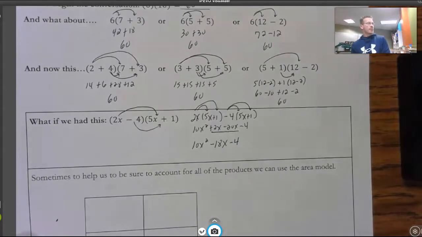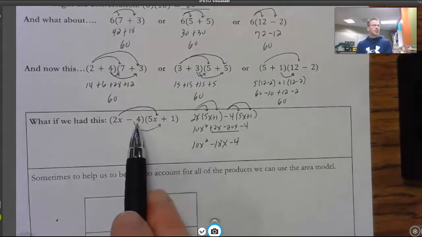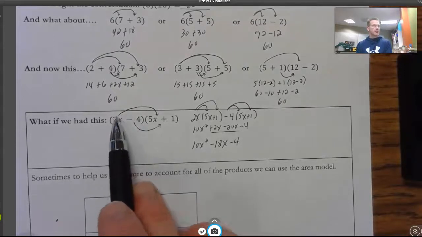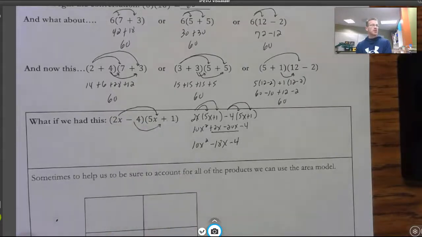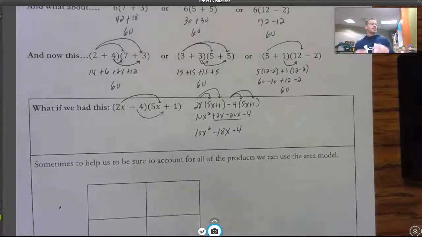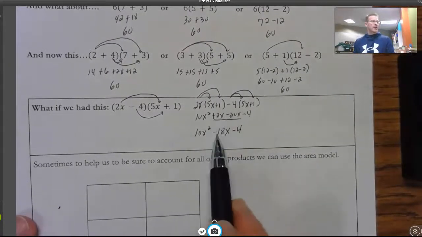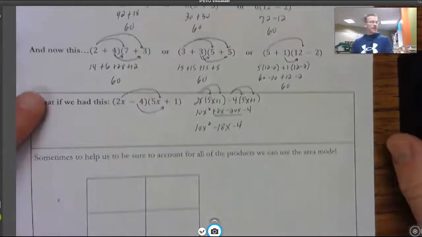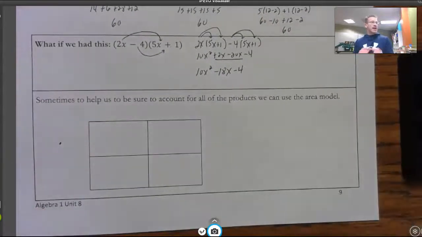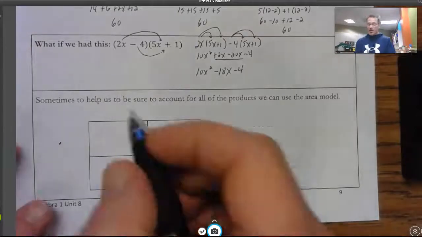And there's my result. So we're really doing this idea of distribution, distributing two things. If I have two things here, I have to distribute both of those pieces to the second one. Now, here's where the area model comes back in. You can obviously write it out just like I did here, but here's the other thing we can do to make sure we account for everything: write that out as an area model.